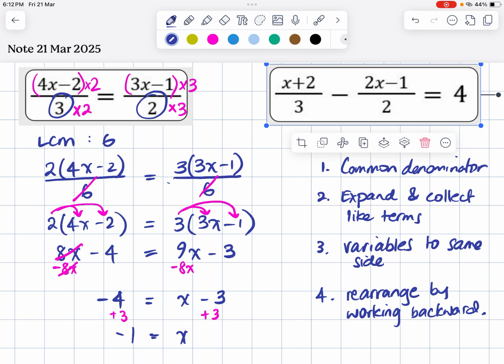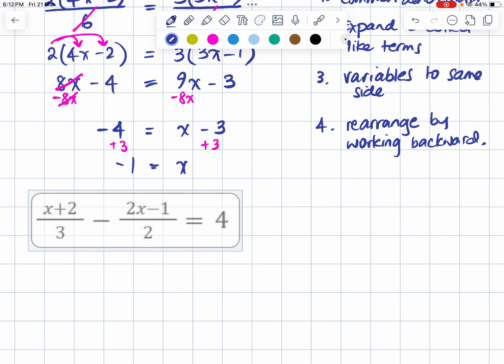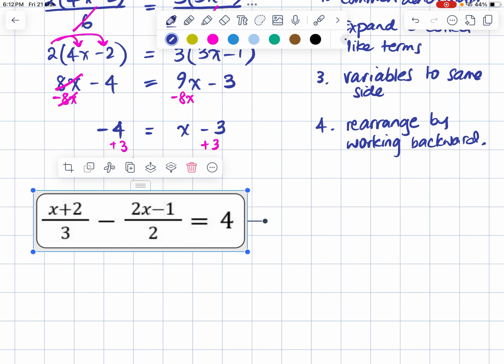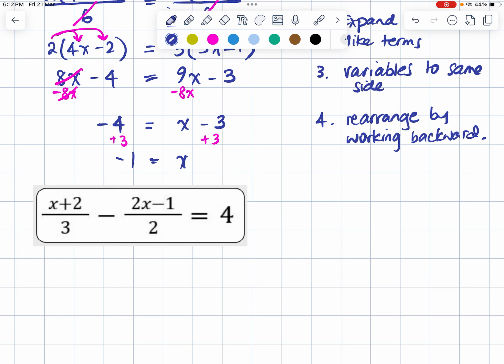Alright, let's have a look at another problem. We're going to follow the same steps, but I'm just going to drag this down my screen and start working down here instead. Using the same process, the first thing I'm going to do is get a common denominator. Unfortunately, my two examples both have the same numbers here. My lowest common multiple of 3 and 2 is going to be 6 again.